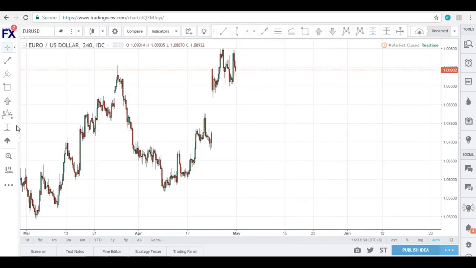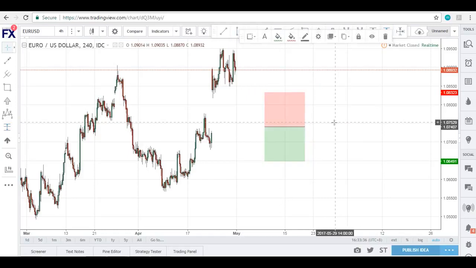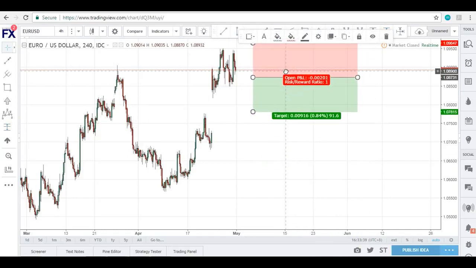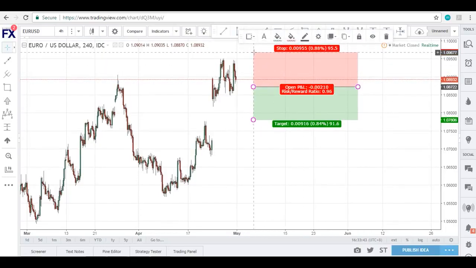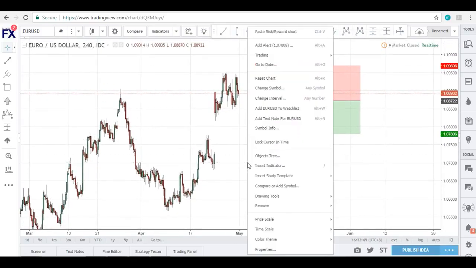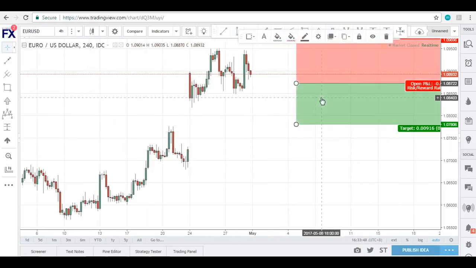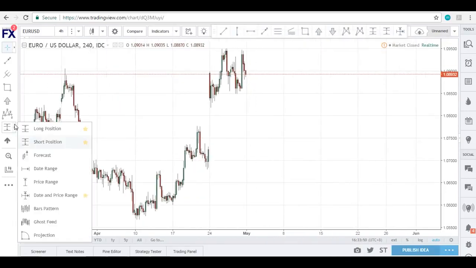So this is how you can even use it for a short position. Let's say you want to go short here. You can change your stops and your targets all the way up to the bottom. So this is a neat tool that we use quite often here.